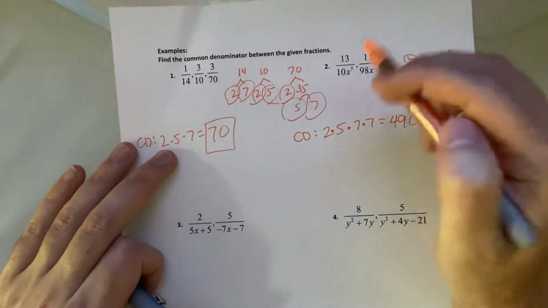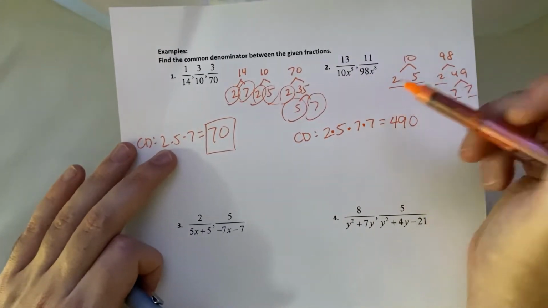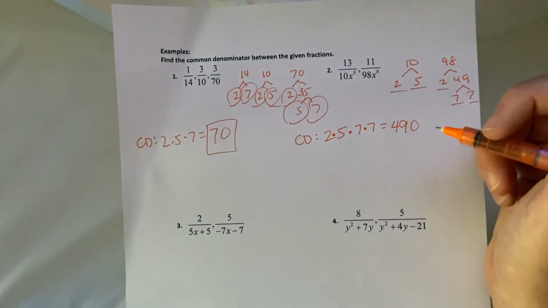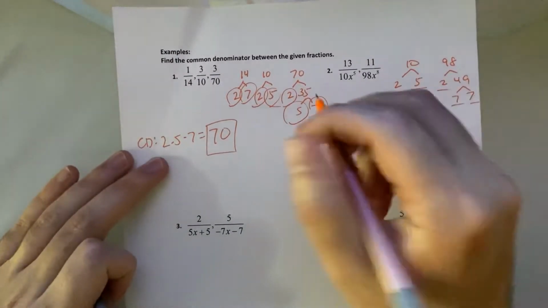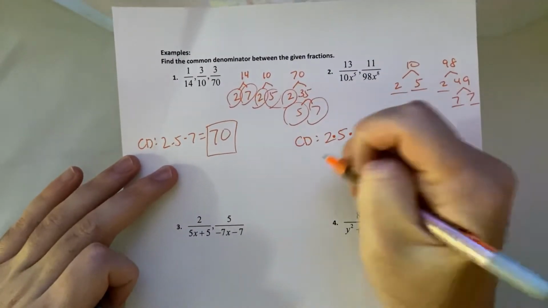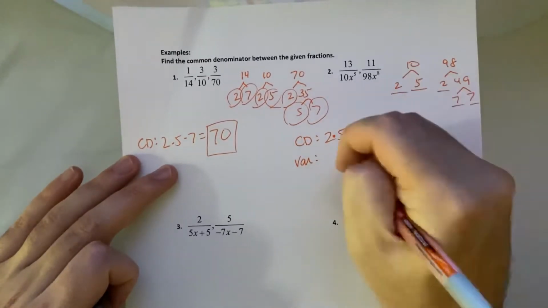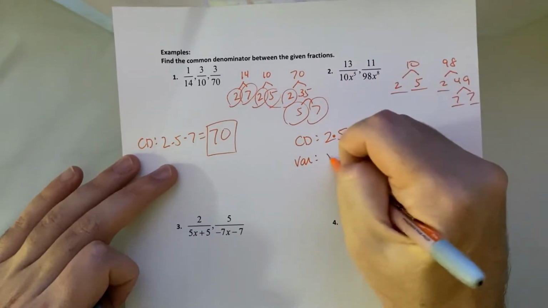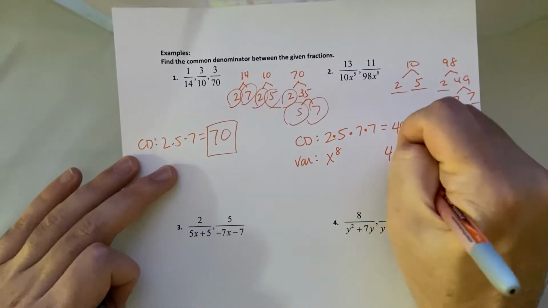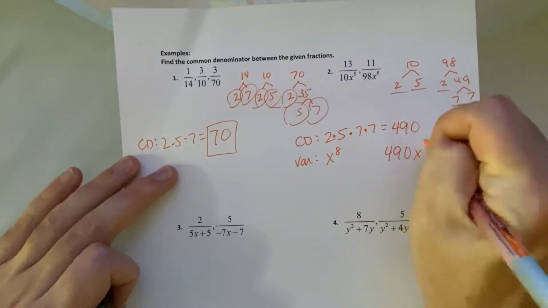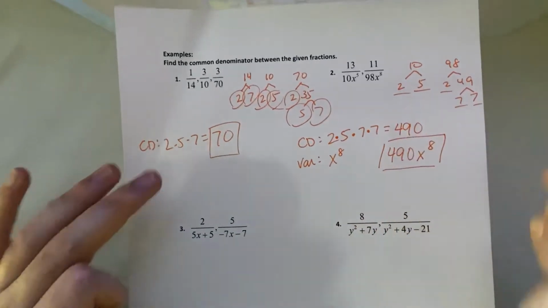For your variables, when you see the x's, whichever one has the most of that variable is how many you have to have. So for variables, which one has more? The x to the 8th. So I need x to the 8th. So in total, the common denominator is 490 x to the 8th.